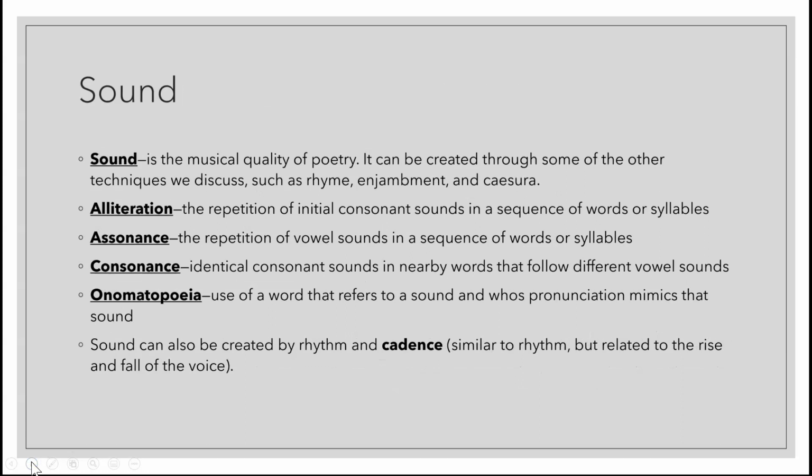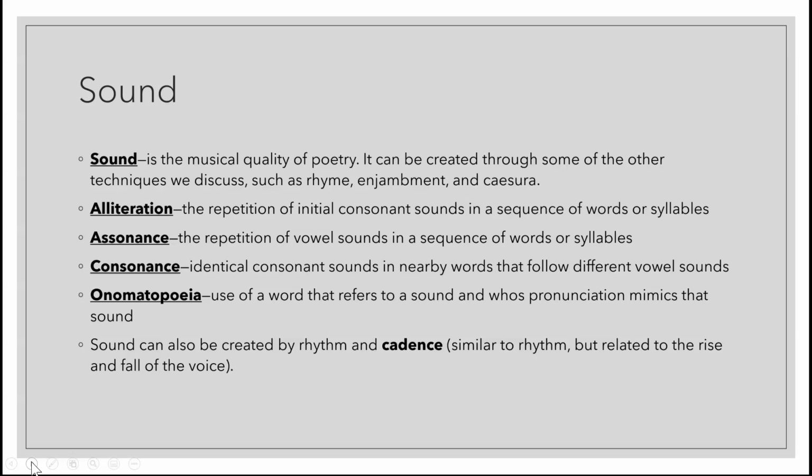Now, sound devices. Sound is the musical quality of poetry. It can be created through some of the other techniques we discuss, such as rhyme, enjambment, and caesura. But there are specific sound devices, some of which you've seen before, some maybe not. Alliteration you've definitely seen. It's the repetition of initial consonant sounds in a sequence of words or syllables. Assonance is the repetition of a vowel sound in a sequence of words or syllables. Consonance is the identical consonant sounds in nearby words that follow different vowel sounds.